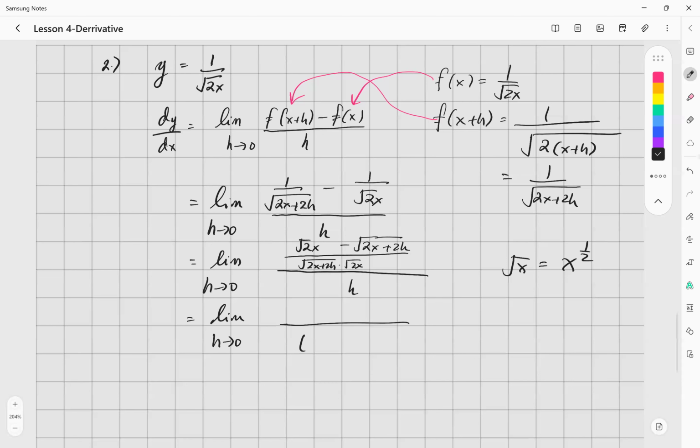So that means you can rewrite that the one at the top is 2x minus the square root of 2x plus 2h, and the one at the bottom is 2x plus, nope, like that only.